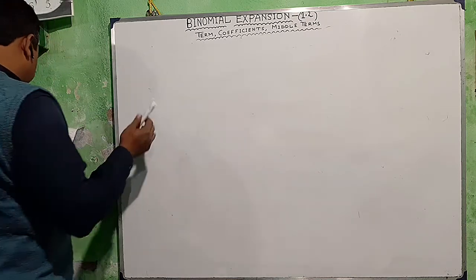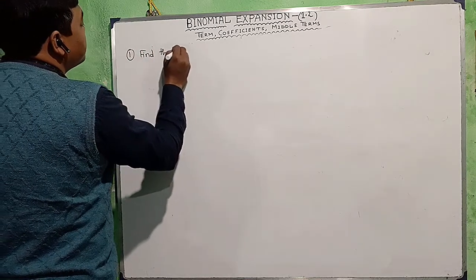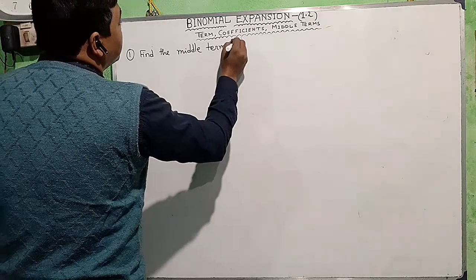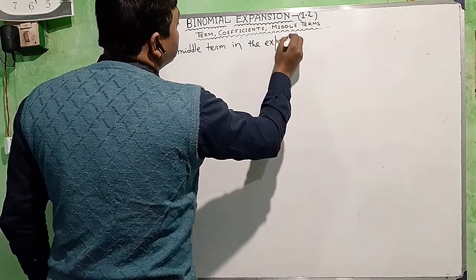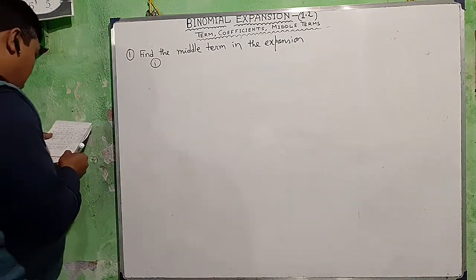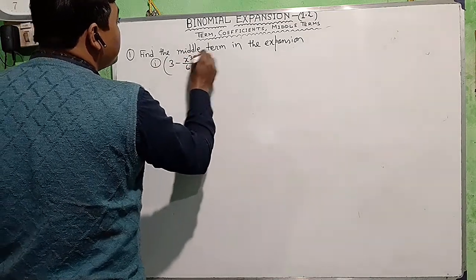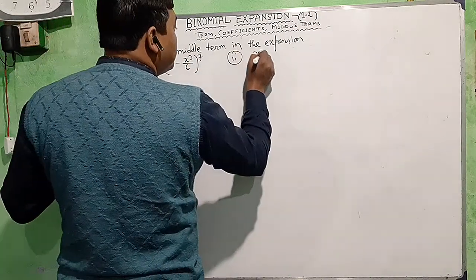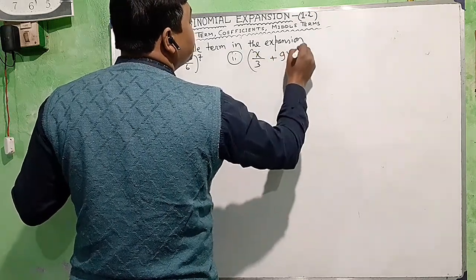Find the middle term in the expansion. Number one, (3 minus x cube by 6) whole to the power 7. And another problem is (x by 3 plus 9y) whole to the power 10.